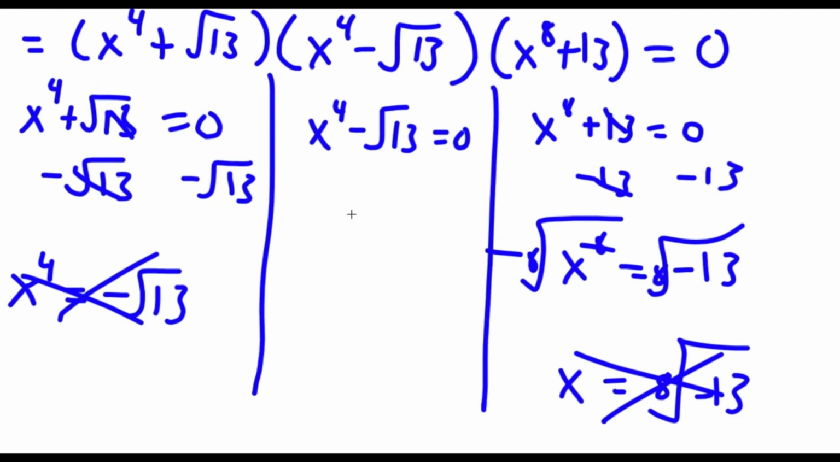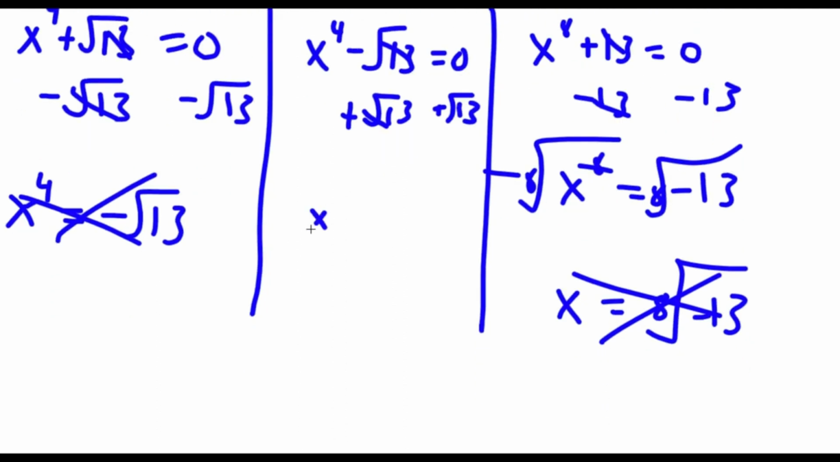So now all we are left with is x to the power of 4 minus the square root of 13 equals 0. So I'm going to first add the square root of 13 on both sides. So now I have x to the power of 4 is equal to the square root of 13.